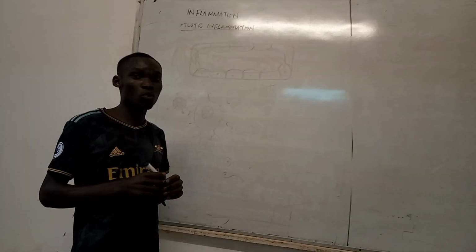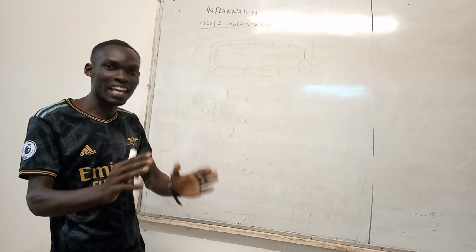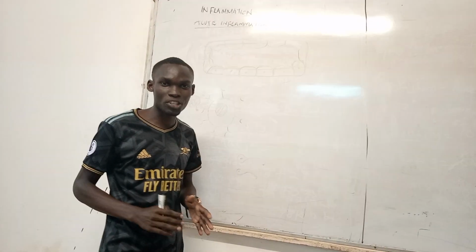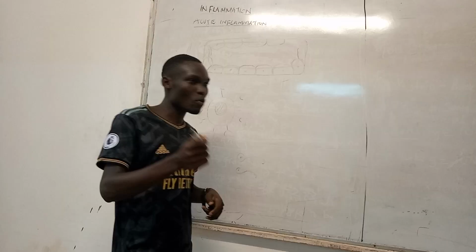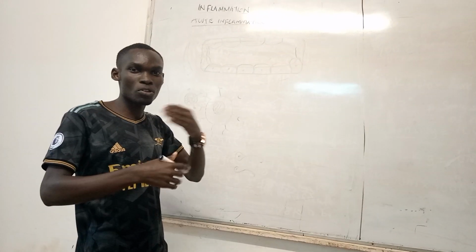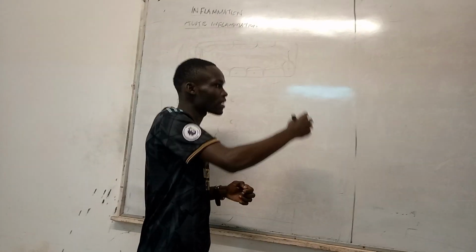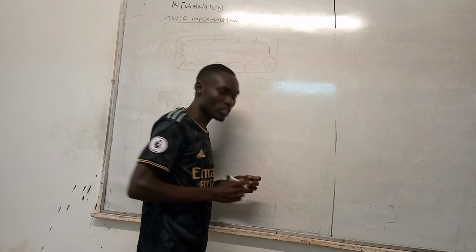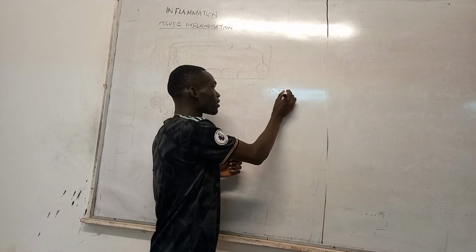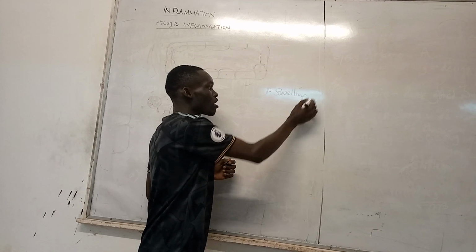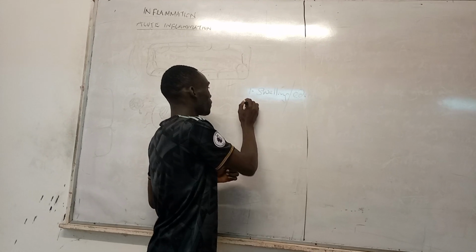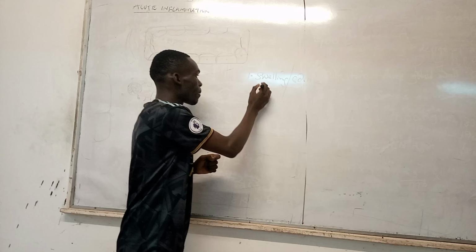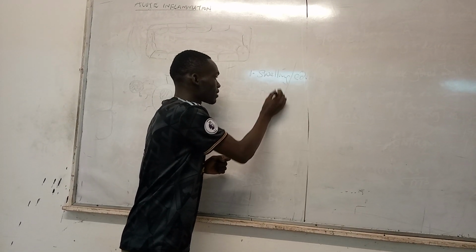So first of all, we are going to look at the cardinal signs of acute inflammation. We want to outline them here and go stepwise to see each one. One of the cardinal signs is swelling, also known as edema. The second cardinal sign is redness.